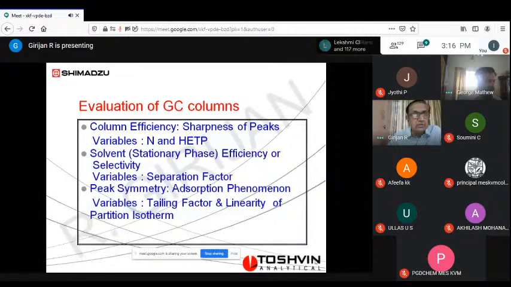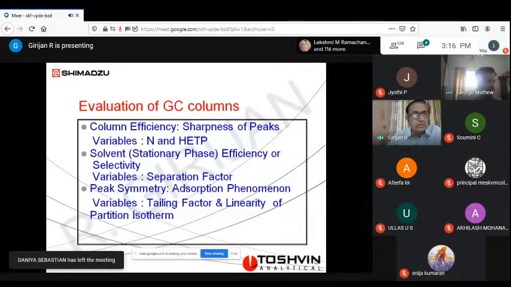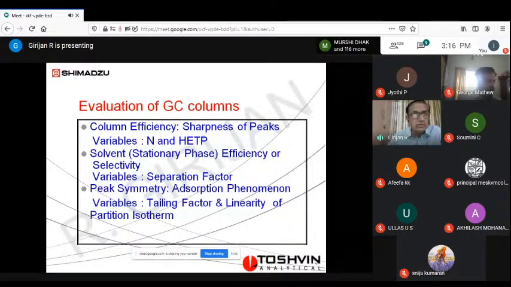Sir, audible. Okay. So why I'm taking this slide, because the column is supposed to be the heart of the system. Now, column, please understand, is also a consumable item. It is not a permanent thing. At one point of time, you will have to replace the column. So there is a certain life for the column.